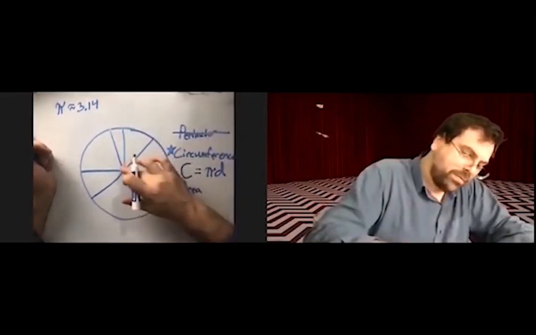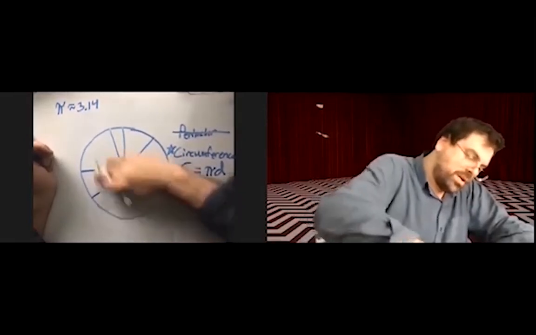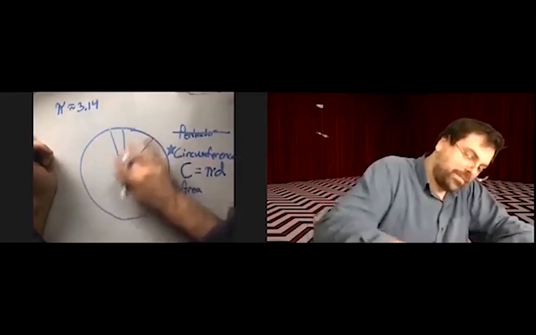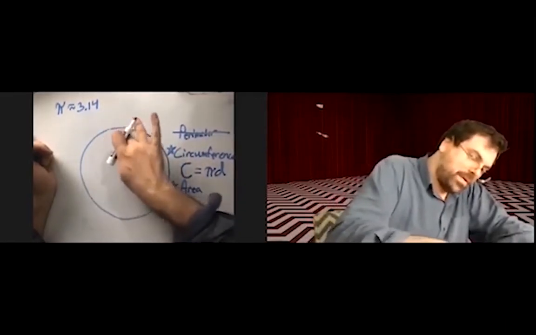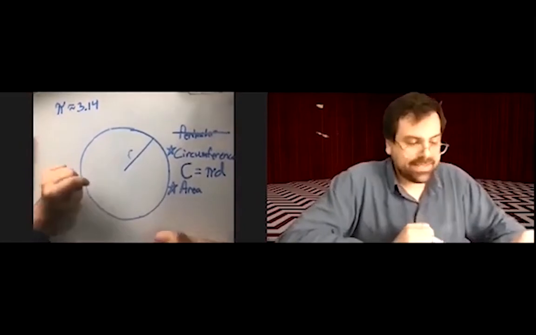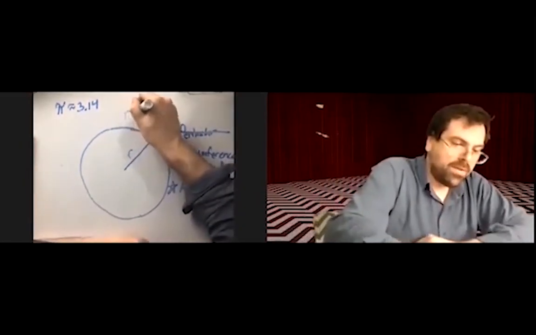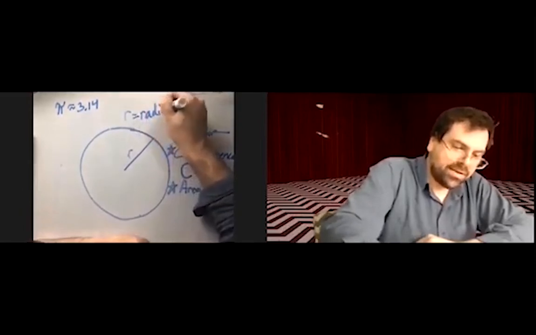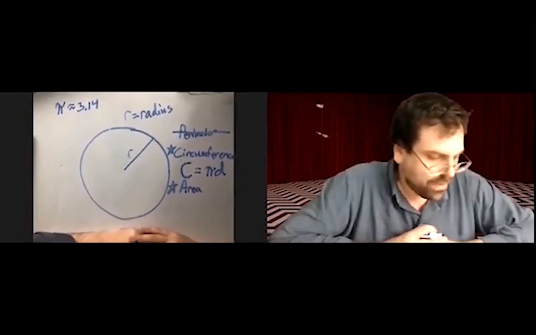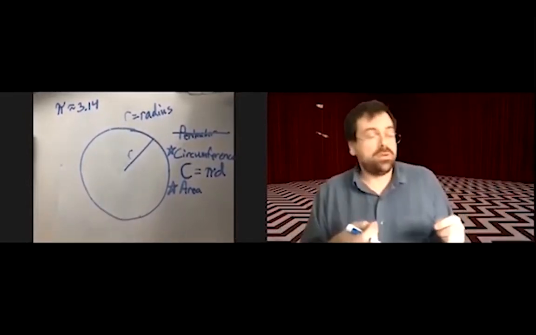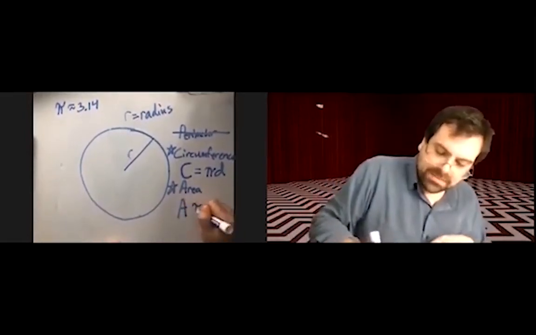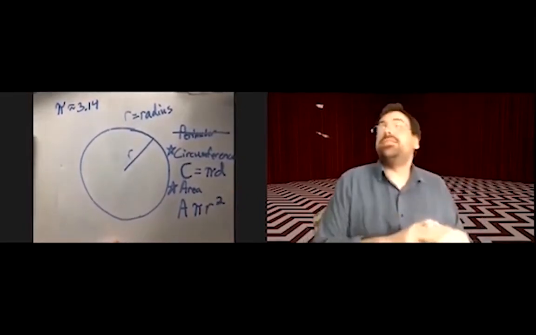We have a special word for half of a full length as well. Very important word when it comes to area. We use the letter R for radius. R equals the radius. And what is a radius? It's half of a diameter. A diameter divided by 2 will give you the radius. And the area of a circle is pi times the radius squared.